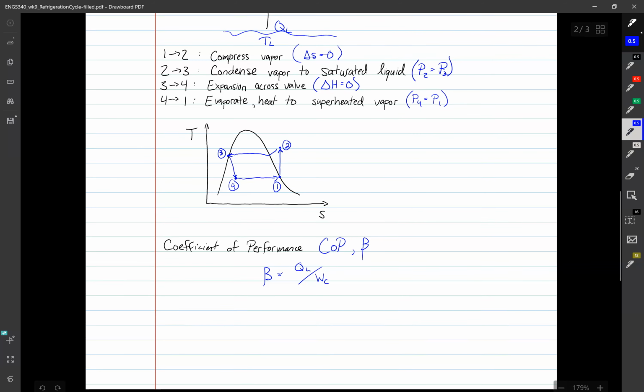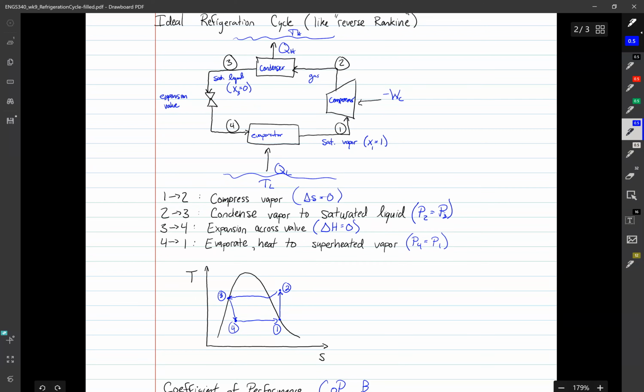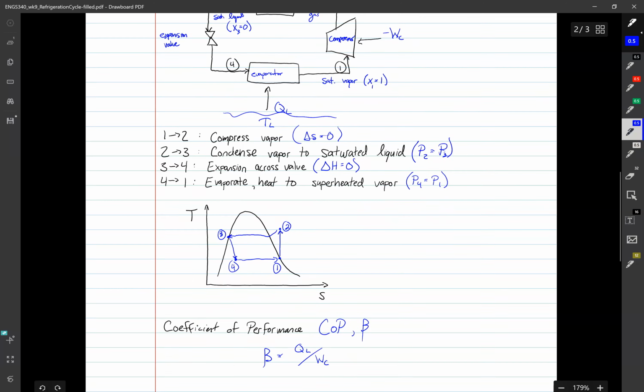Okay, so one of the kind of neat things about a refrigeration cycle is because you're moving heat, you're not converting work to heat or heat to work. You're just moving heat from the low temp to the high temp. We actually can be more efficient than 100%.